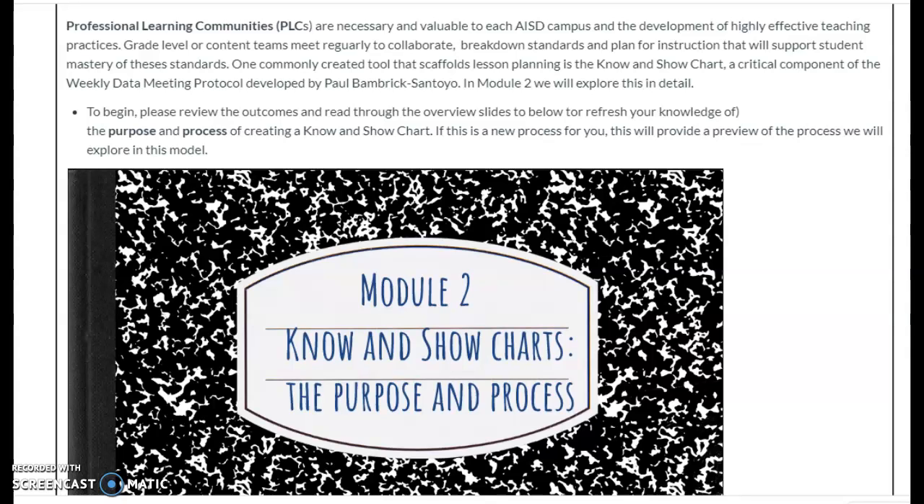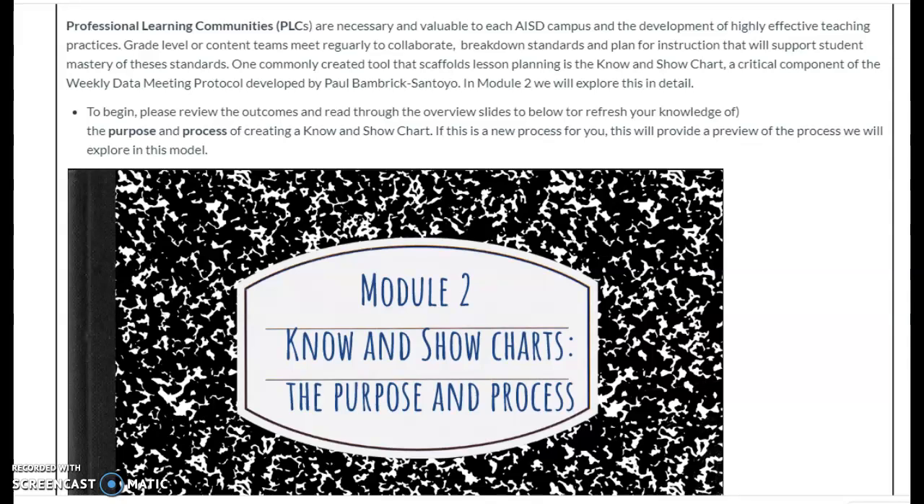Professional learning communities are necessary and valuable to each AISD campus and to the development of highly effective teaching practices. Grade level or content teams meet on a weekly basis to collaborate, break down standards, and to plan for instruction that will support students' mastery of these standards.